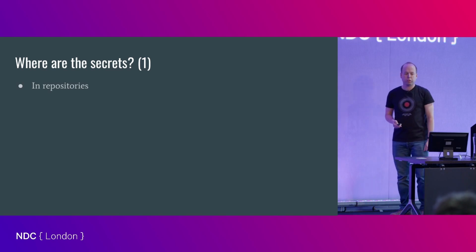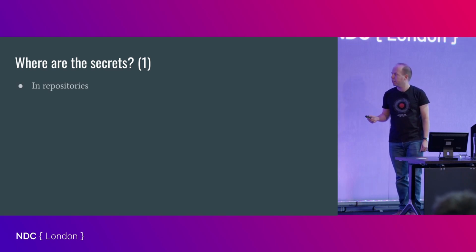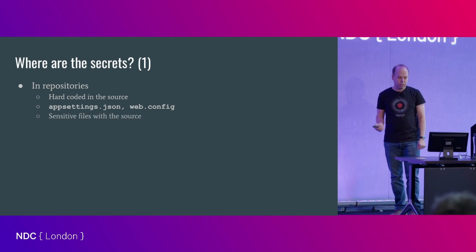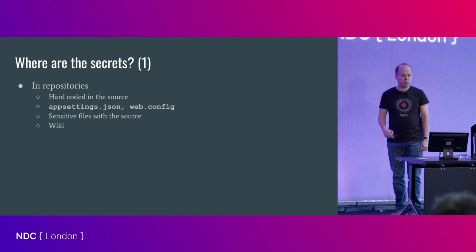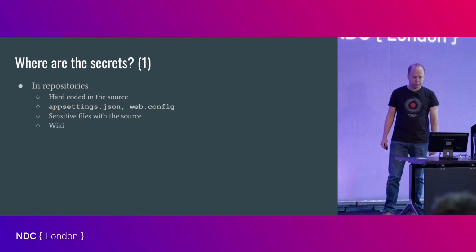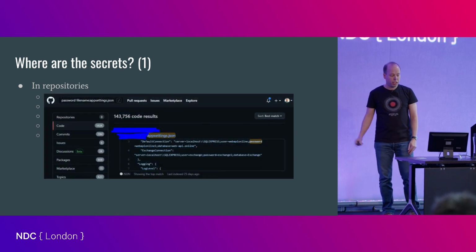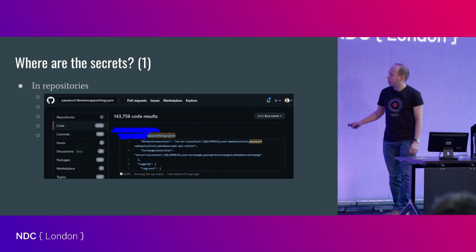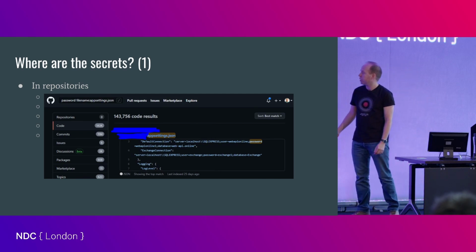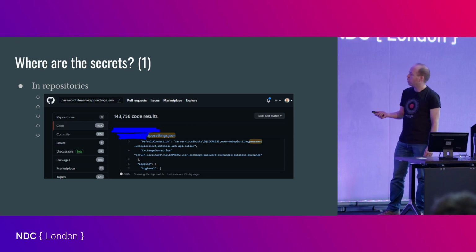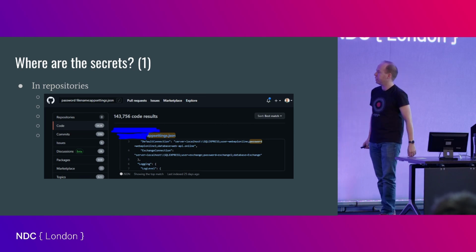this is where I used to find a lot of them in the past. It could be hard-coded into the source code. It could be in the app settings files, web config file, or other certificates checked in with the code or in a wiki, or even in the pipeline definitions. I did a search on GitHub for the phrase password inside app settings, and you get quite a lot of hits on that. Yes, all of them aren't real production code. Most of this is just testing things.